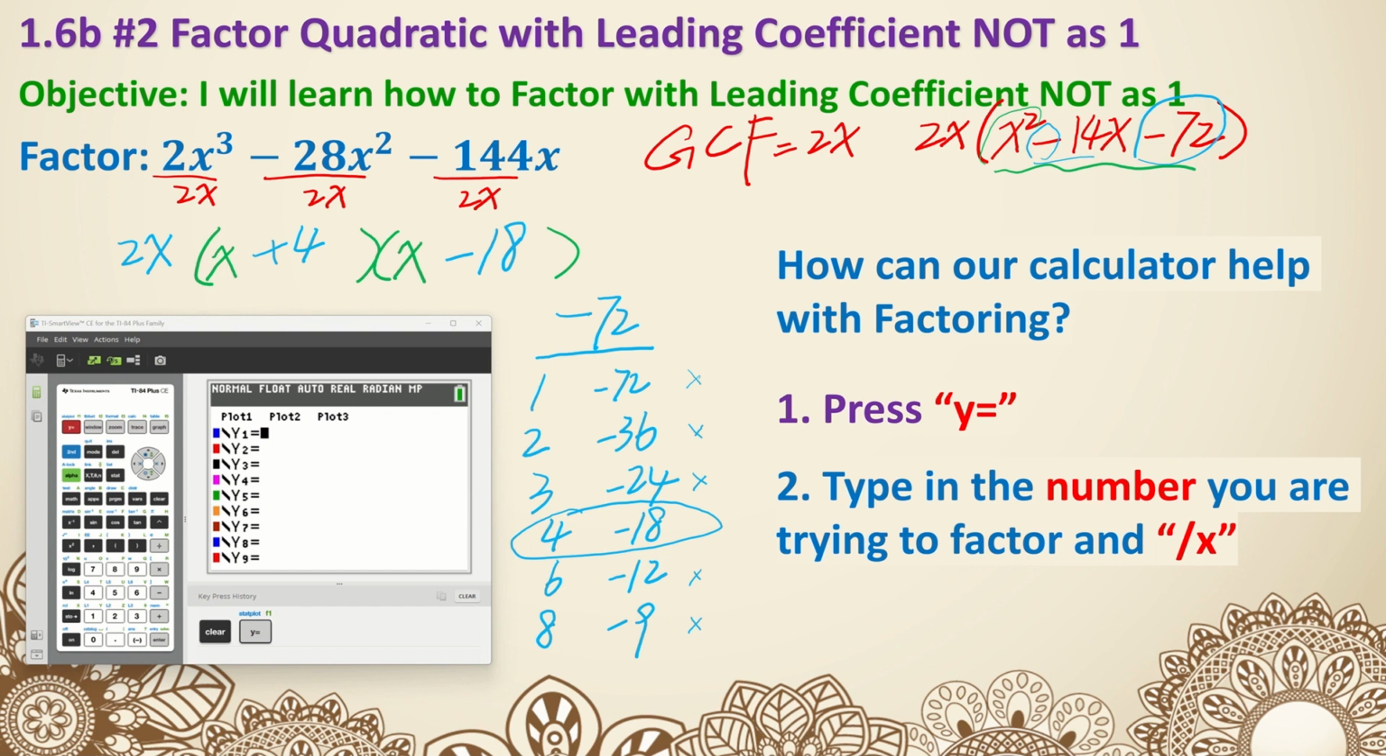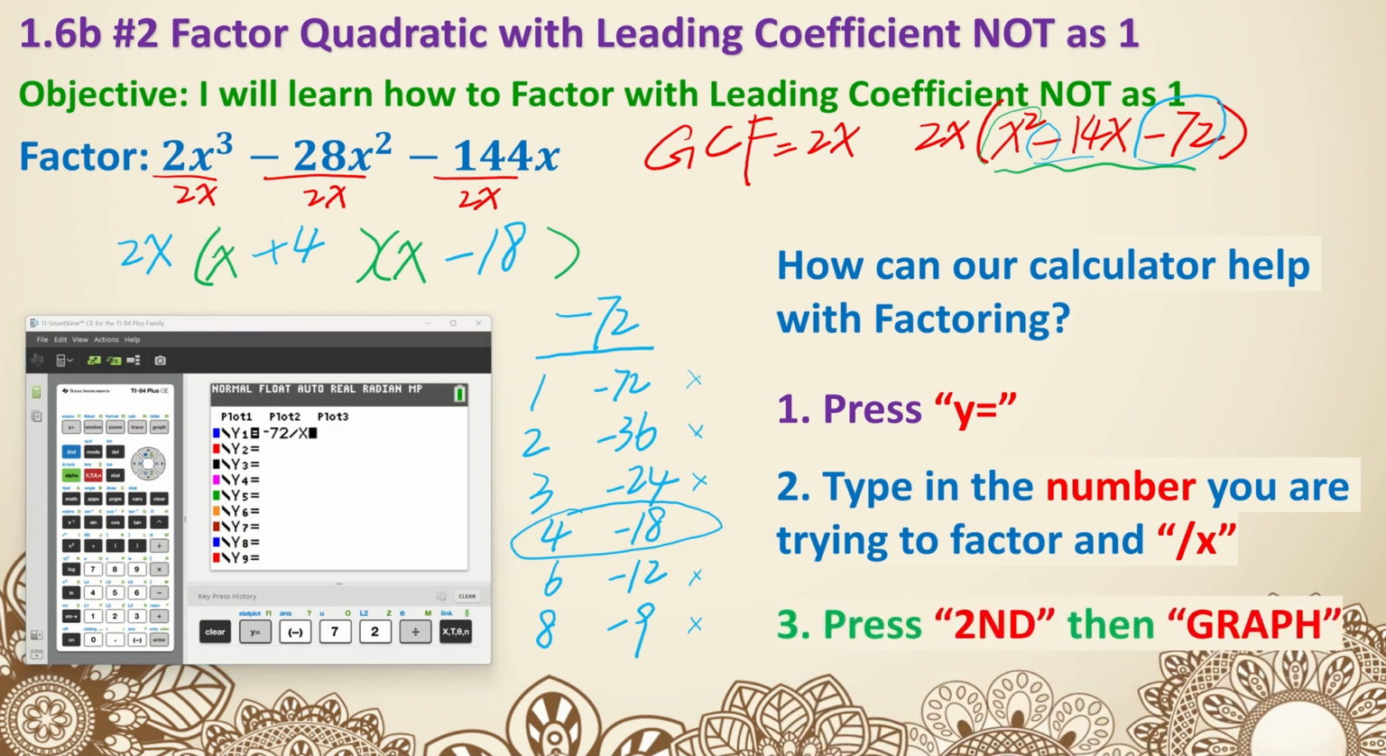Then we're going to type in the number that we're trying to factor and divide it by x. In this case, we're trying to factor negative 72 because that's the number we're trying to break apart. We almost never break the middle number apart because a lot of times there are too many combinations for the middle number. So we're going to type in negative 72 divided by x. The x button is right here: x, t, theta, n. Afterwards, we're not going to graph that function. So we're not pressing graph, but above that you see a table. Next we are going to press second and then graph.